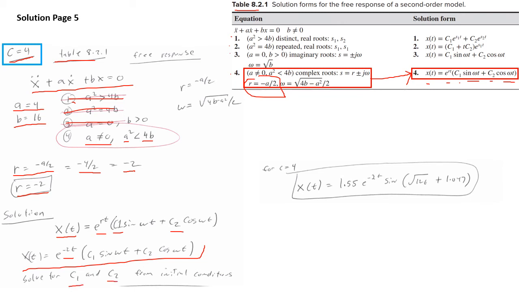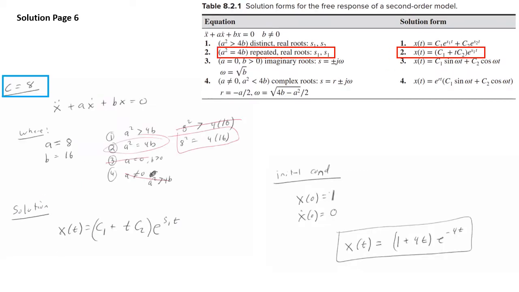Now you can go ahead and do this by hand like we did for c is equal to 0. You could plug it into MATLAB or another numeric solver, and when you do that, for our c equal to 4 we have this expression here: x of t is equal to 1.5 e to the negative 2t times the sine of the square root of 12 t plus 1.047.